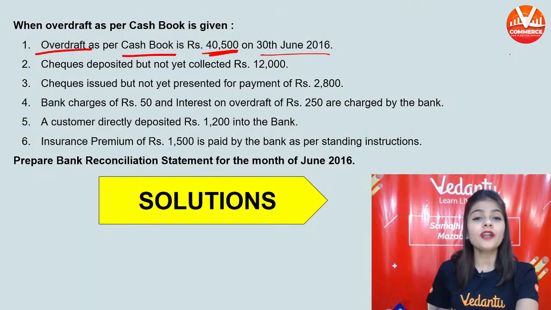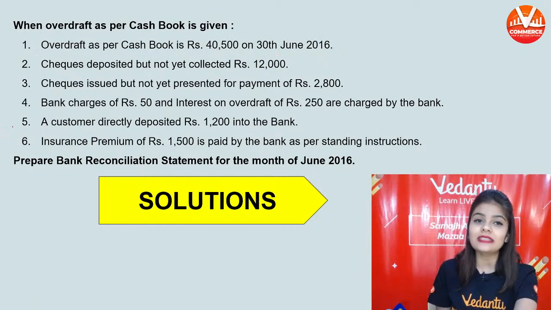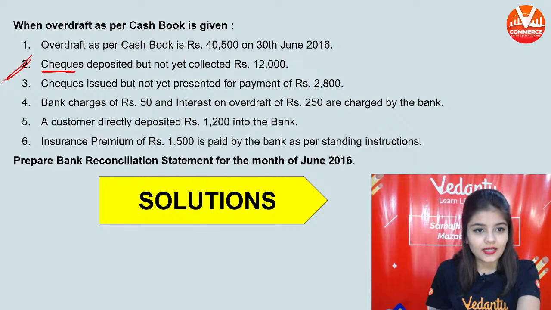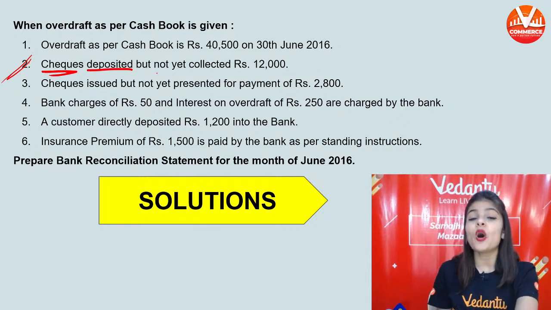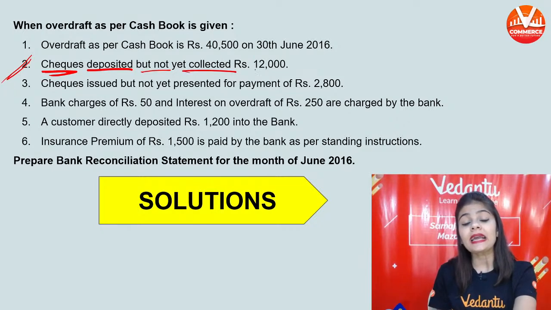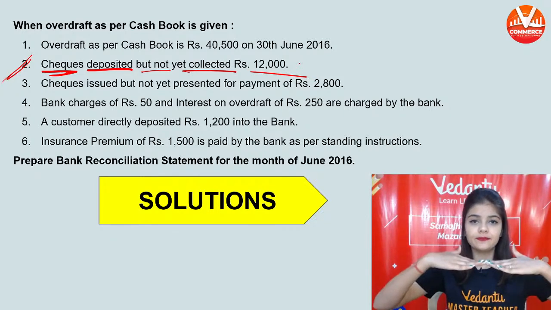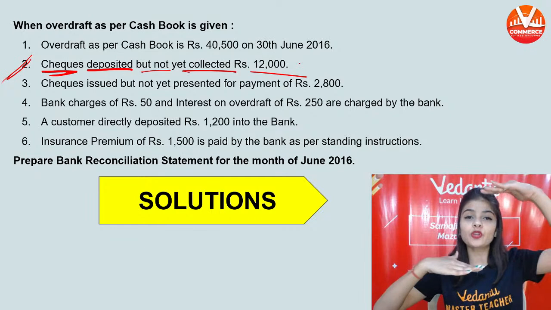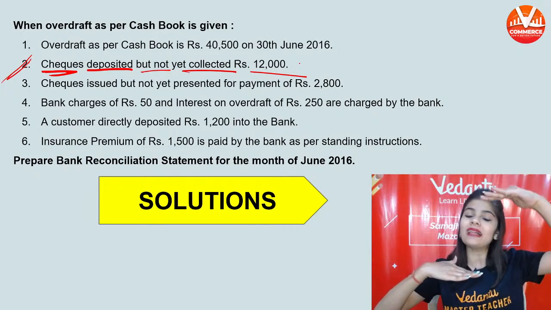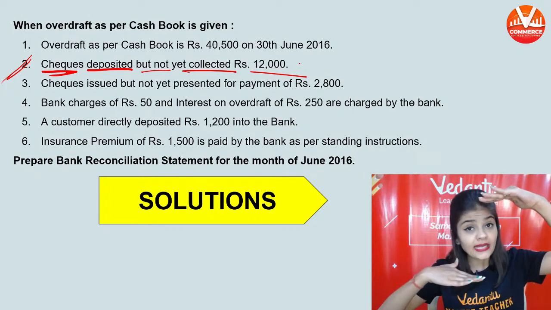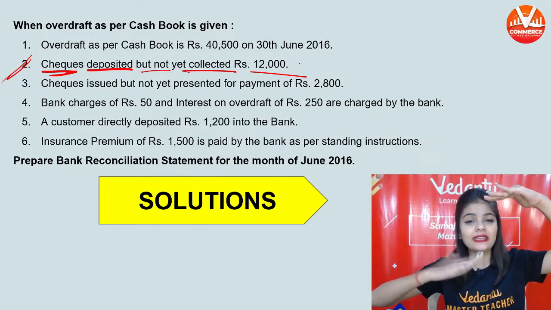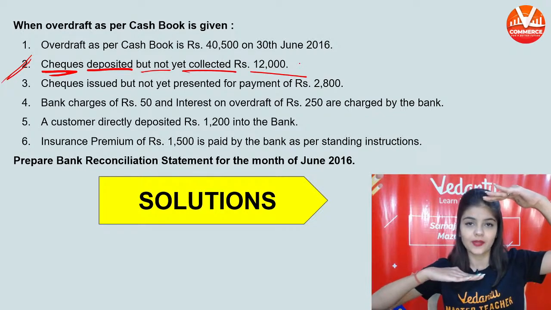Now coming on to the second transaction. And here starts the main thing. Check deposited but not yet collected 12,000. Check deposited. In cash book, checks are deposited of 12,000. But it is not presented by bank.